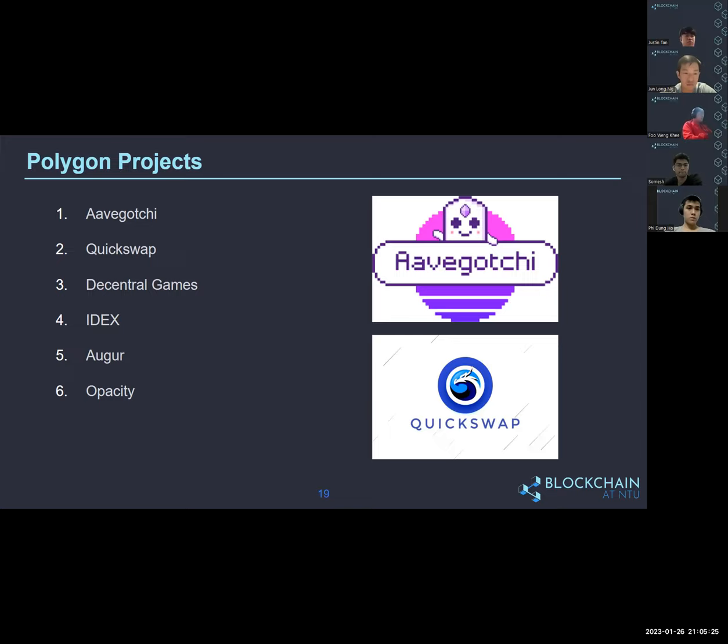Augur is a decentralized prediction market platform. It allows users to create and participate in markets by predicting the outcome of events such as sports games and political elections. Lastly is Opacity. Opacity is a decentralized cloud storage platform. It allows users to securely store and share their files and data in a decentralized manner.